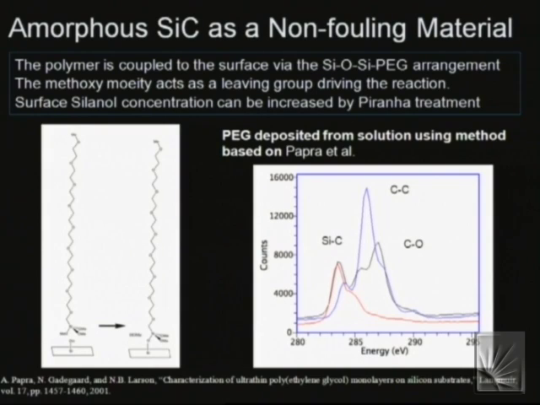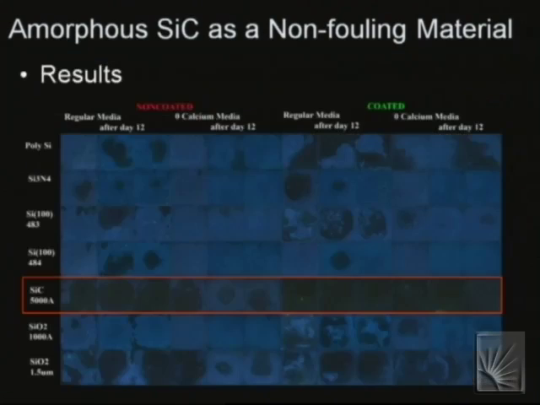And the polymer structure is shown here, and the evidence that we actually successfully PEG-coated the surfaces is shown here. This is from a silicon carbide sample, and what we're really looking for is carbon-carbon and carbon-oxygen bonds. We can't completely mask the carbon-silicon bonds because they're going to come from the substrate. This is the real important data here. We conducted studies that looked at uncoated and coated samples, exposed to the media over a 12-day period.